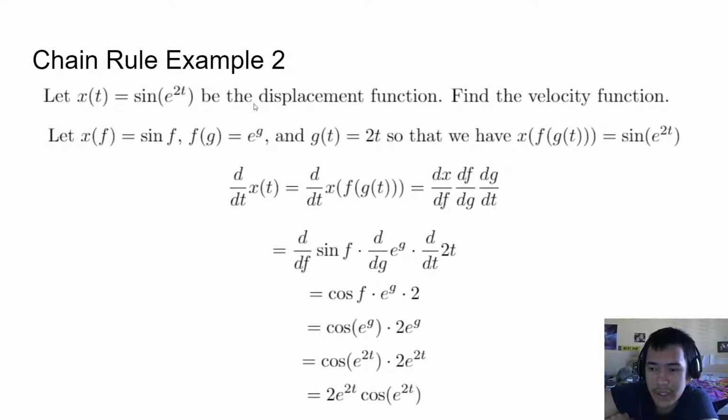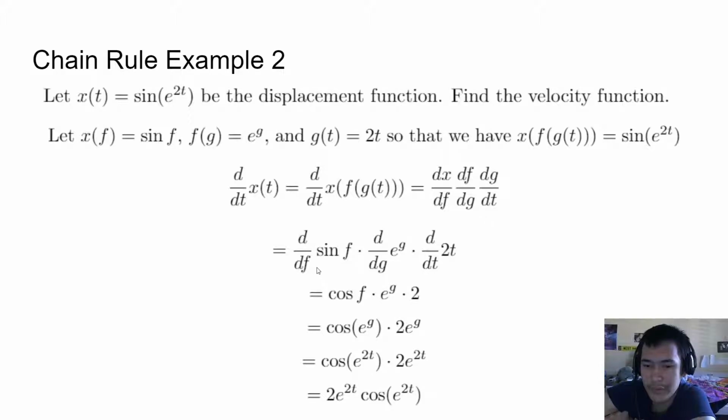And then the inner bit, e to the 2t, we plug that into sine of f, so we have sine of e to the 2t. Now, we're going to do the chain rule twice, so we're using the chain rule once, dx by df, df by dg, and then we're saying, well, df by dg isn't in terms of what we want, so we're going to multiply it again, use the chain rule on this bit, and just multiply it by dg by dt.